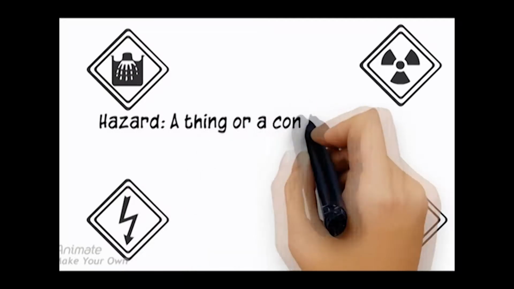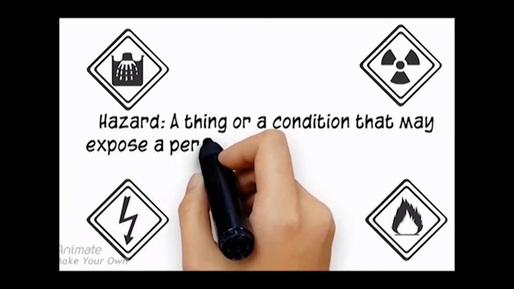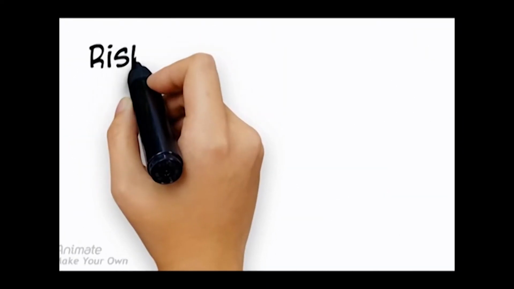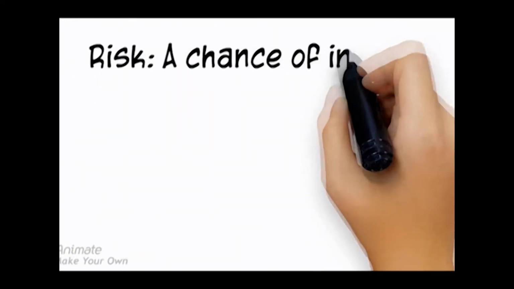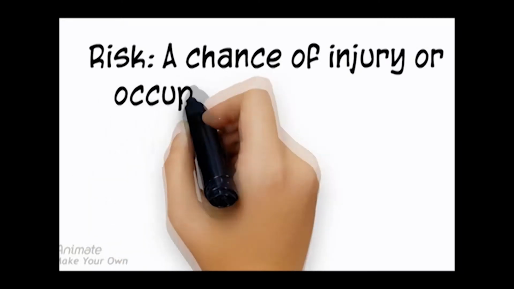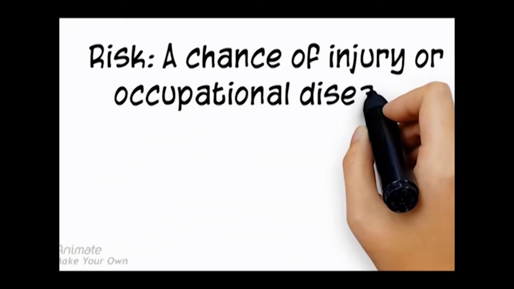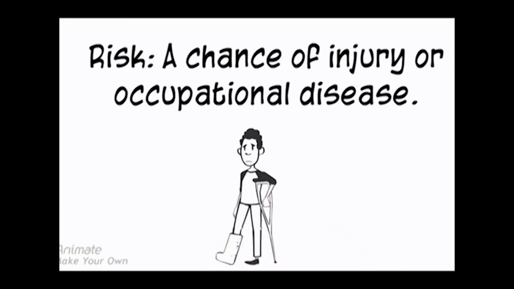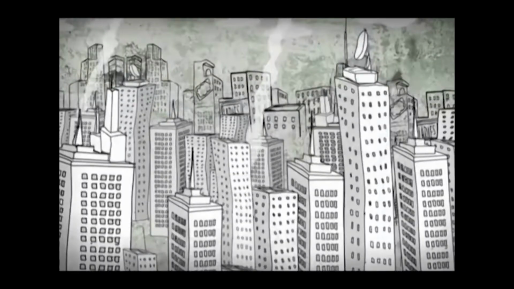According to WorkSafe BC, a hazard is a thing or a condition that may expose a person to a risk or occupational disease. Risk is identified as a chance of injury or occupational disease. This information is important for you to know because it will help you determine how to control or eliminate hazardous situations in a workplace.